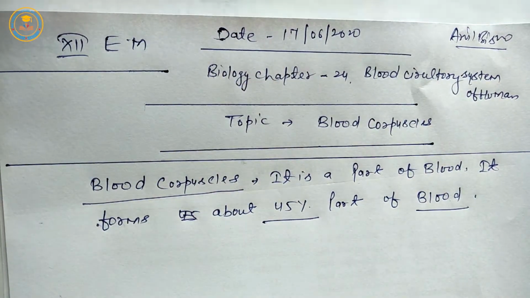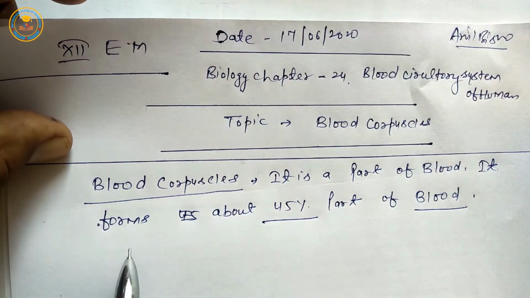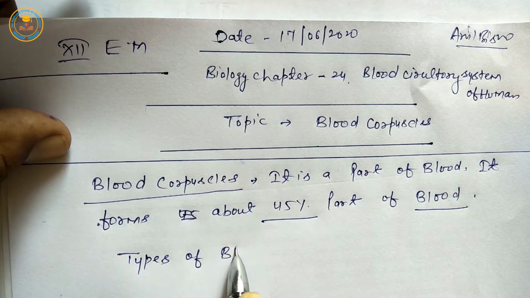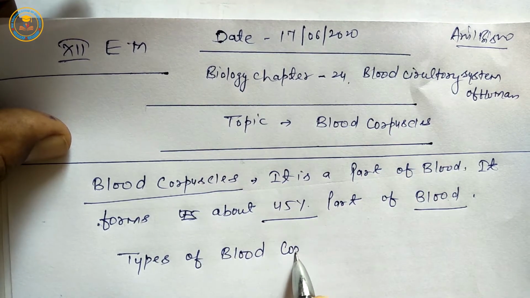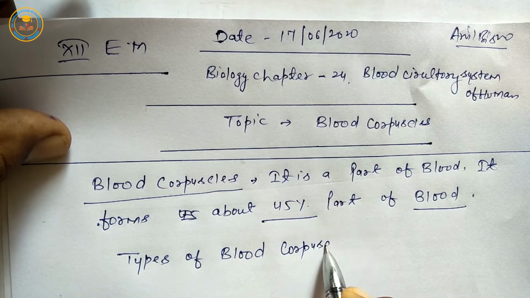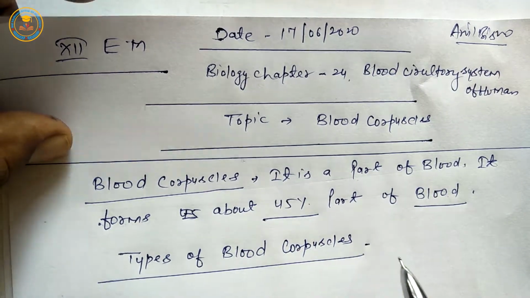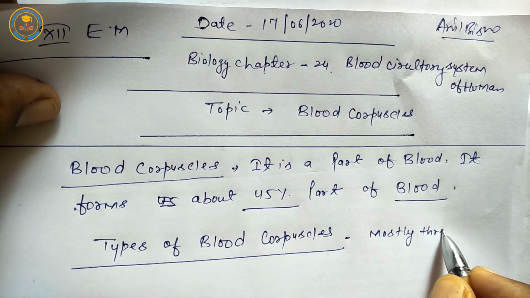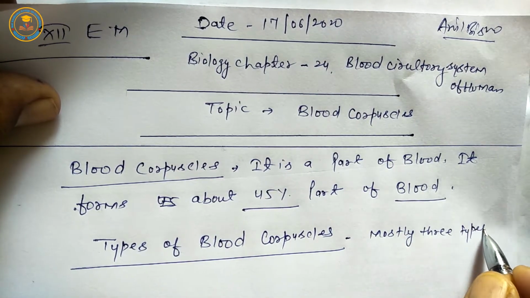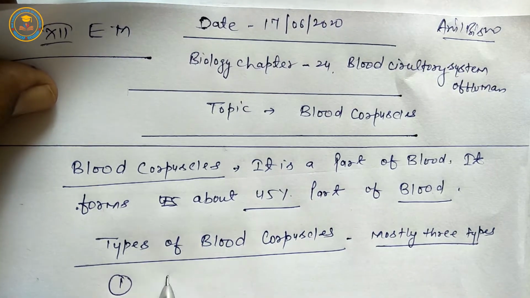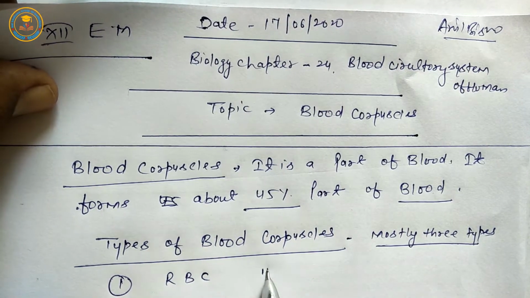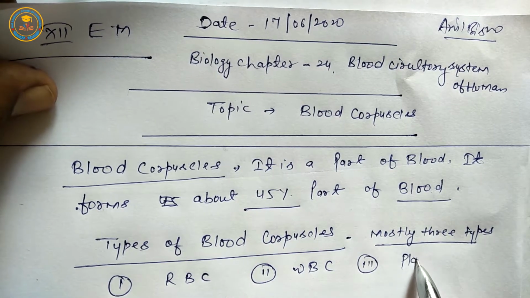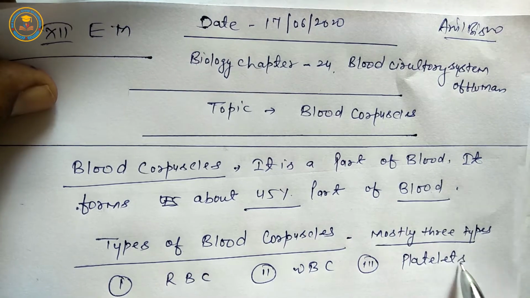Next, types of blood corpuscles, mostly three types. First is red blood corpuscles, second is white blood corpuscles, third is platelets.